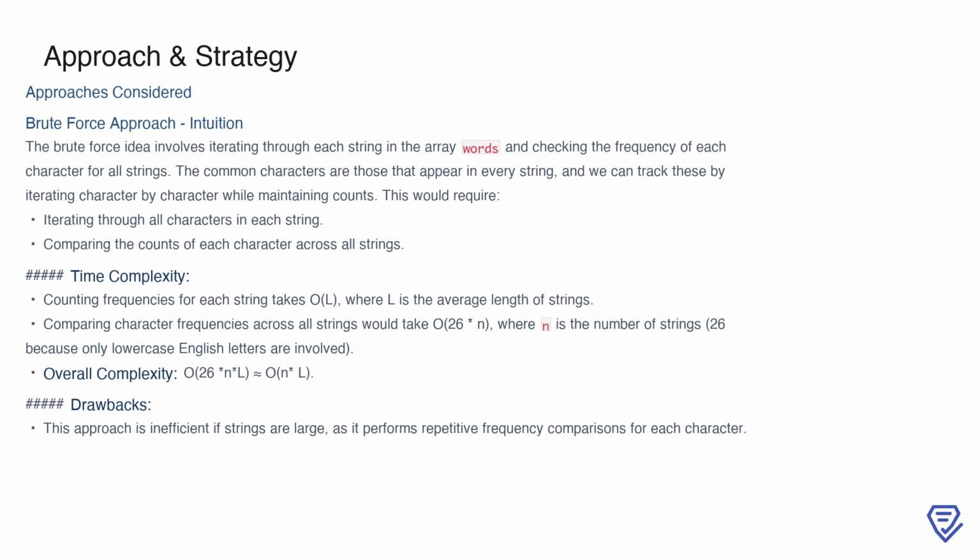While this approach is simple to conceptualize, it has significant drawbacks. The frequency counting for each string is proportional to the string's length, and the comparison across all strings for 26 lowercase English letters adds overhead. When we combine these steps, the overall time complexity becomes approximately O(n*L), where n is the number of strings and L is the average string length. This can lead to inefficiencies, especially when dealing with larger inputs, as it involves repetitive comparisons for each character, making it less suitable for larger datasets.